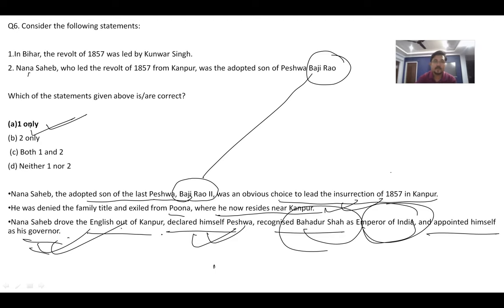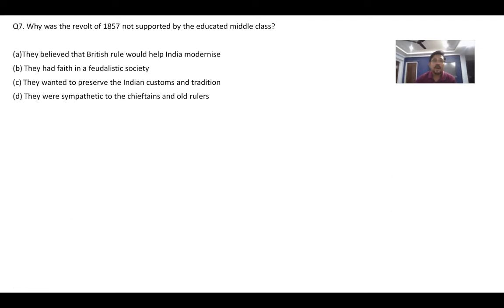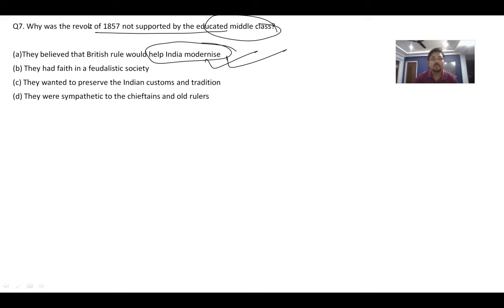So this is important. Next, why was the revolt of 1857 not supported by the educated middle class? Because they thought that the British would help Indians to modernize. Okay.